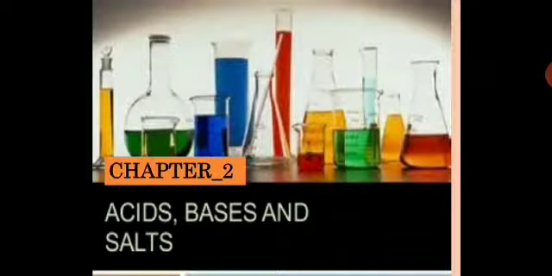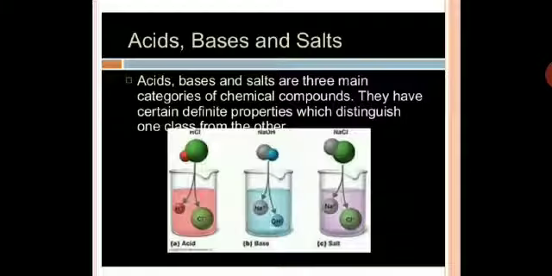So let us begin. Acids, bases and salts. Acids, bases and salts are three main categories of chemical compounds. Substances can be acidic, basic, or it can be a salt. Acidic and basic behavior can be shown by salt as well.